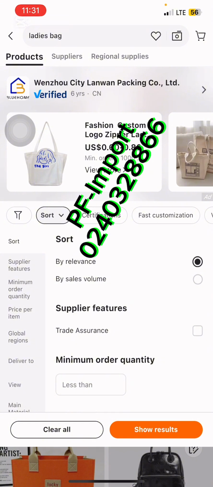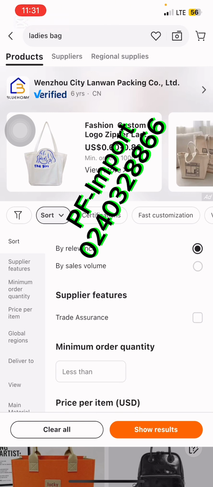And with trade assurance, if you have enough reason, you can even apply for a refund. But if you buy from a supplier who doesn't accept trade assurance, that's going to be very difficult for you. So when it comes to Alibaba, the first thing you have to do is look out for trade assurance. Very important. Always buy from suppliers who accept trade assurance.